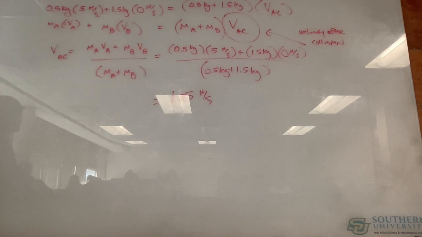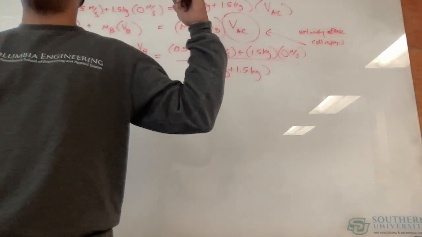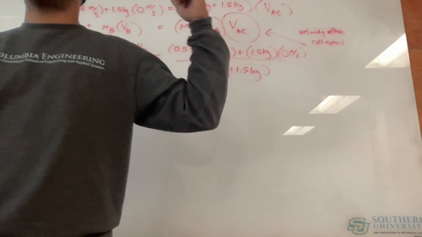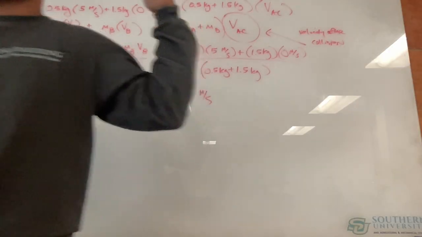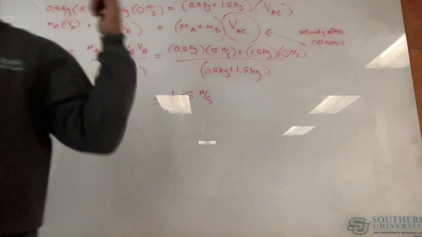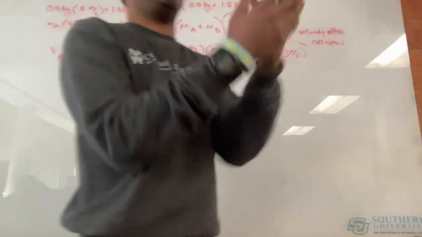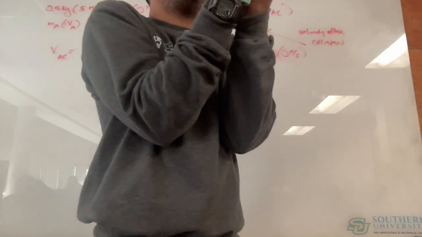1.25. Got that? Yep. 1.25 meters per second. So does that make sense? Why? Tell us why that makes sense. Right. True, but what else? It's going to slow down because it ran into something and it gained more. What?